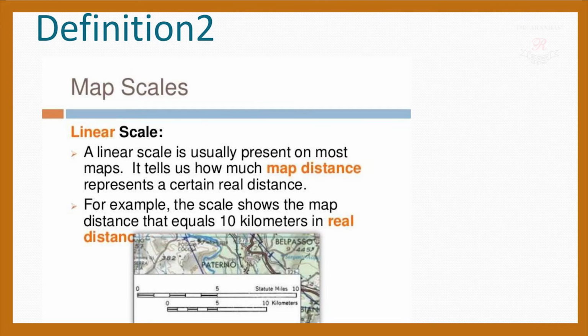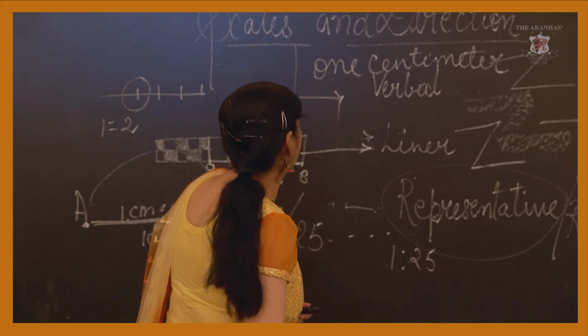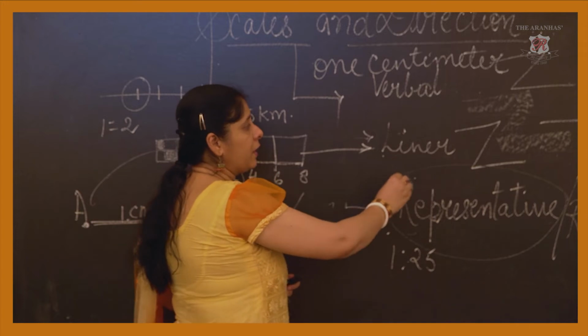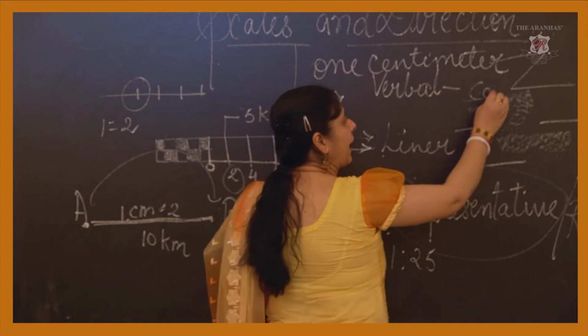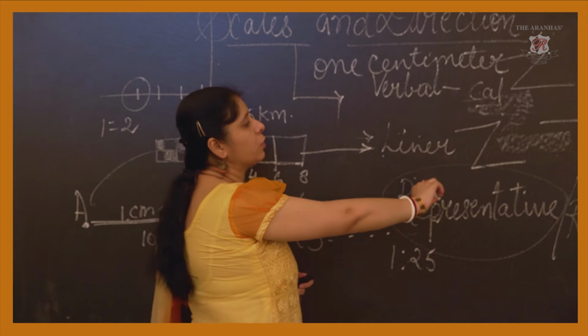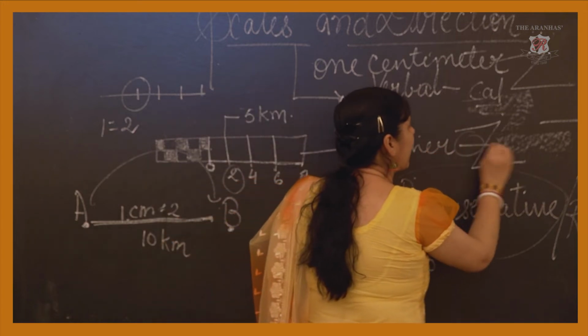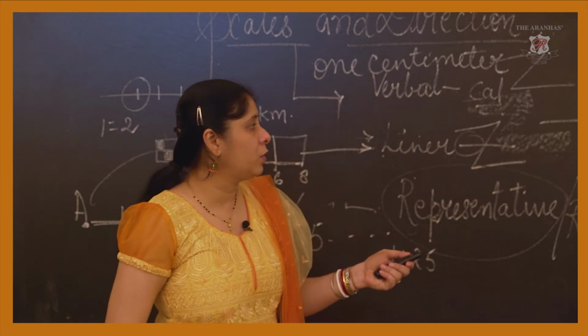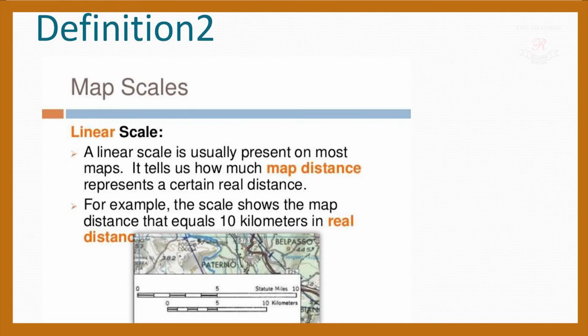You can see here 10 kilometers in real distance and it has been divided. So by this they have distributed the scales. One most important difference between this linear scale and verbal scale is that it is used for calculations. Though it is also used for calculation only, it will tell you the exact one. That means it will tell you what it represents, okay.